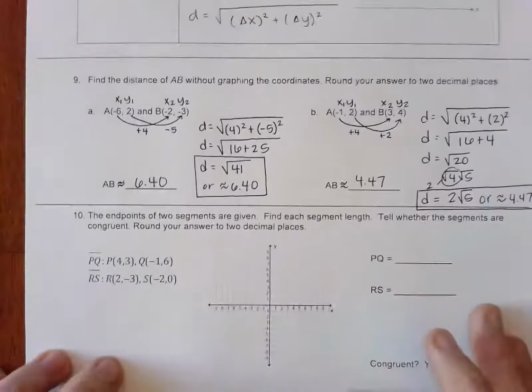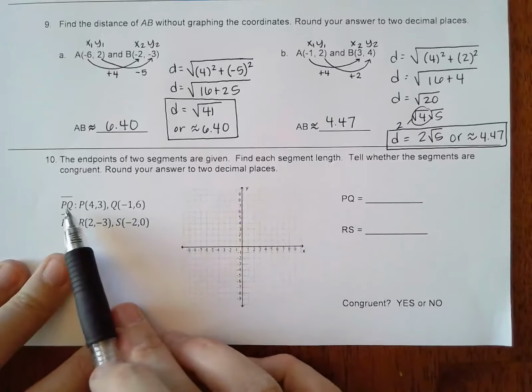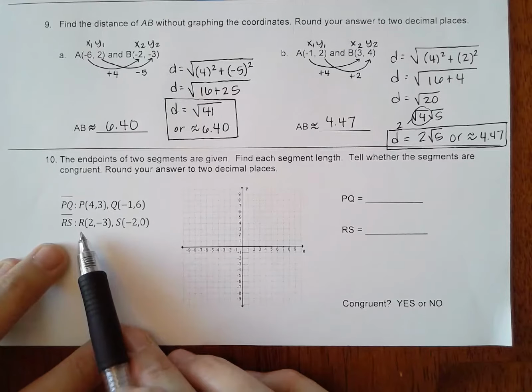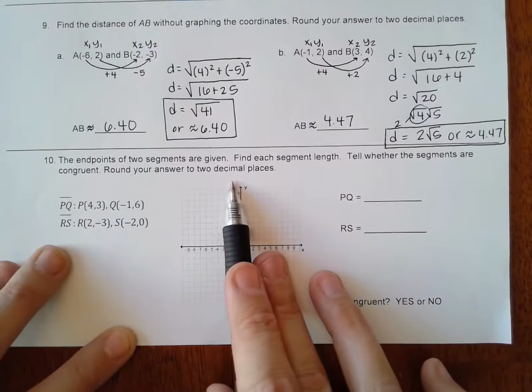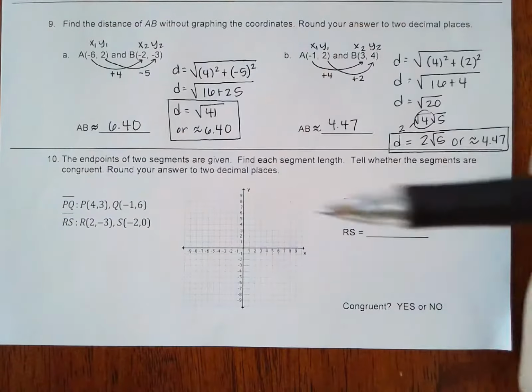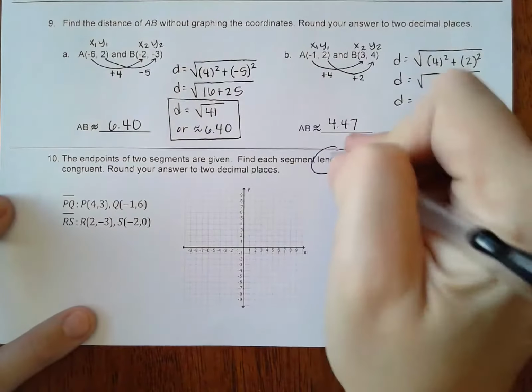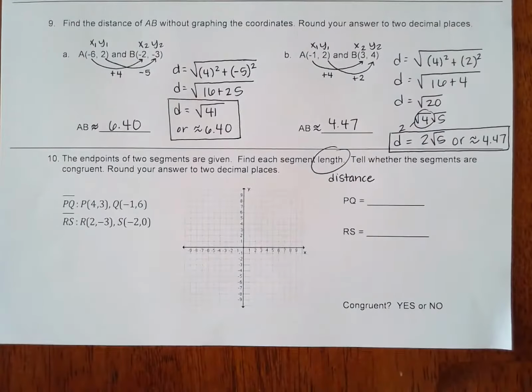So last but not least, example number 10. It says the endpoints of 2 segments are given, and they want us to find out how long each one is. So we're going to figure out how long this one is and how long this one is. And then it says to tell whether they're congruent, and we're going to round our answers to 2 decimal places. So I'm going to have to figure out the length. So I'm figuring out the distance. I'm not trying to find the middle of either one.